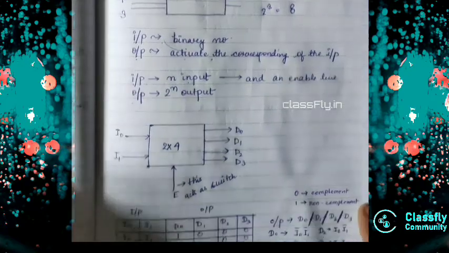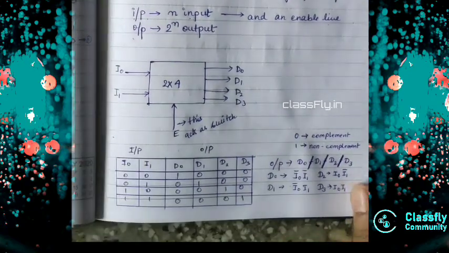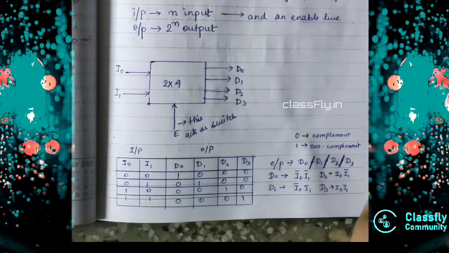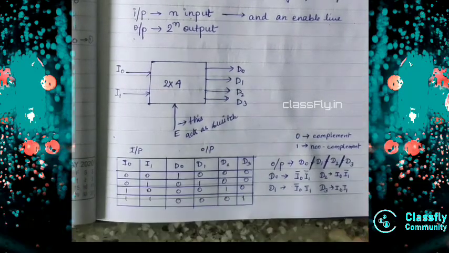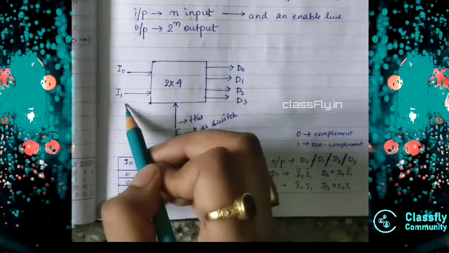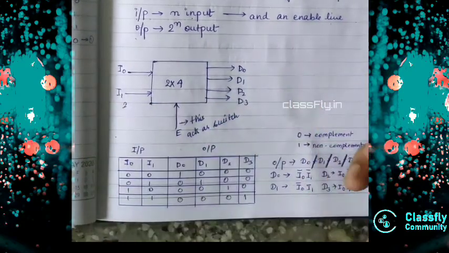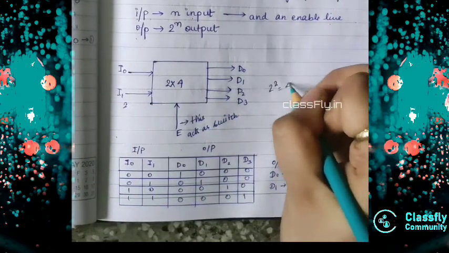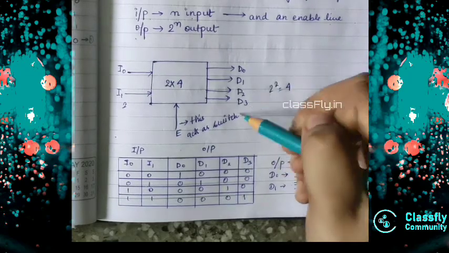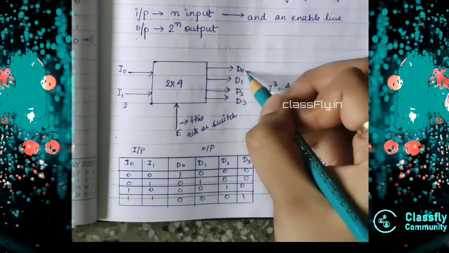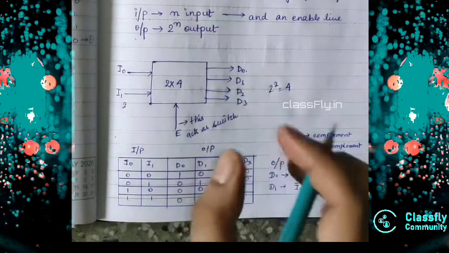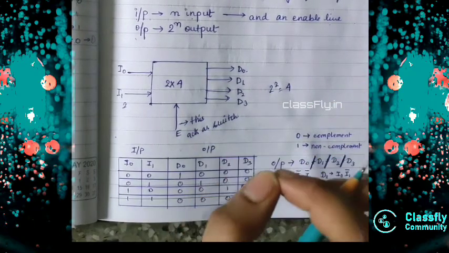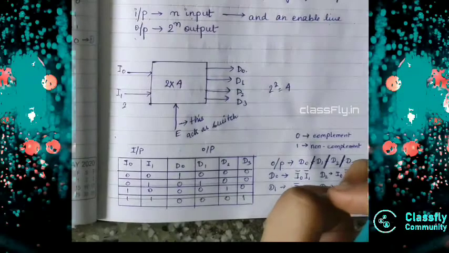First we will do the 2 into 4 decoder, which is very important for you because it often comes up for practical purposes. Here my input is 2, so my output is 2 to the power 2, that is 4. So I get 4 outputs, denoted D0, D1, D2, D3, with the enable line. What does the enable line do? The enable line acts as a switch.